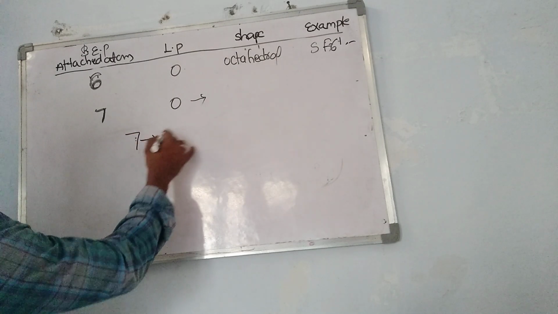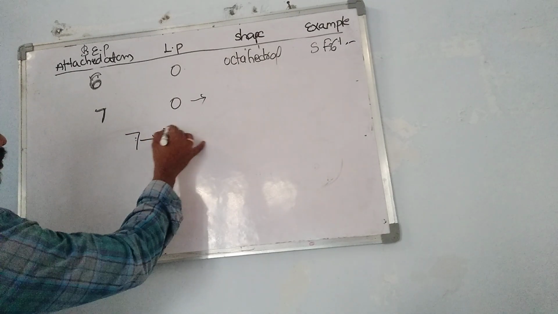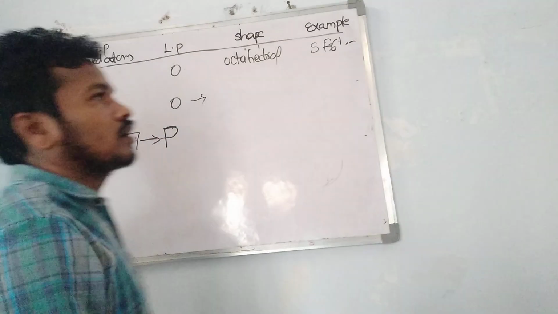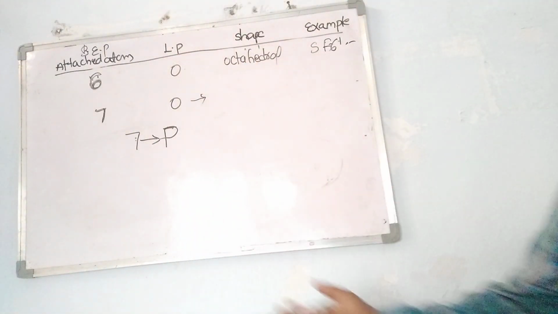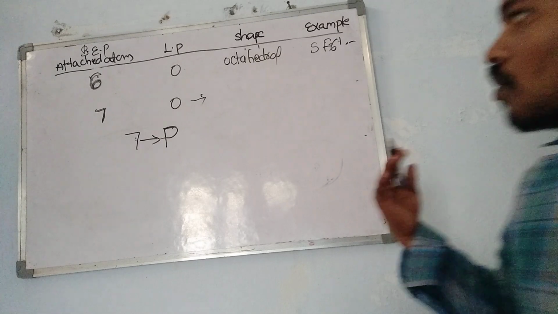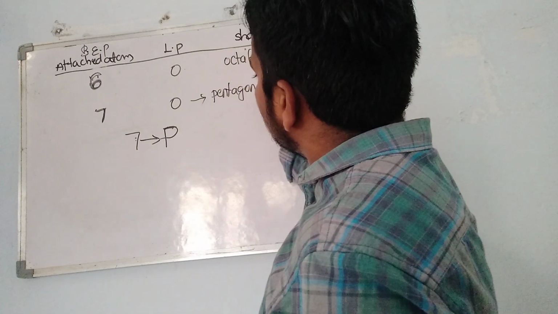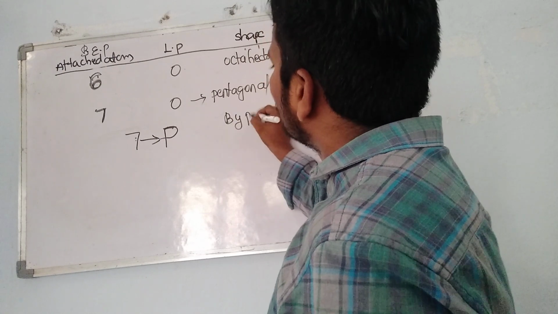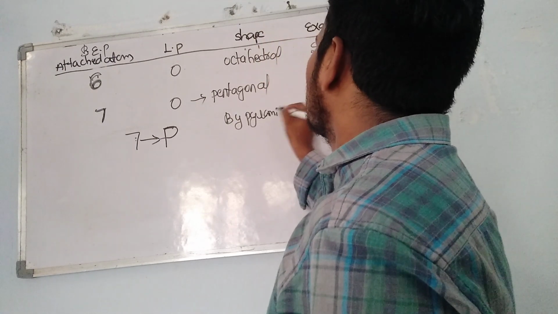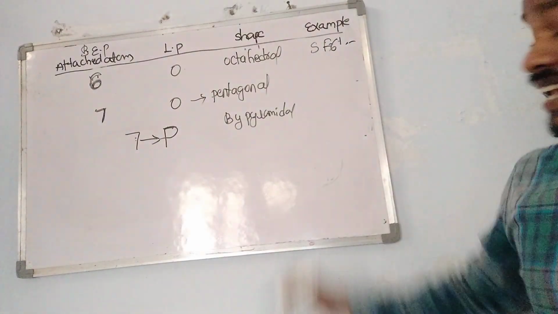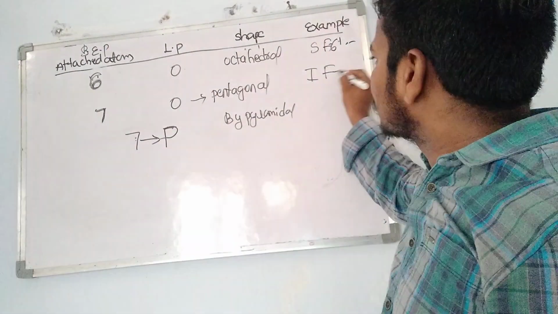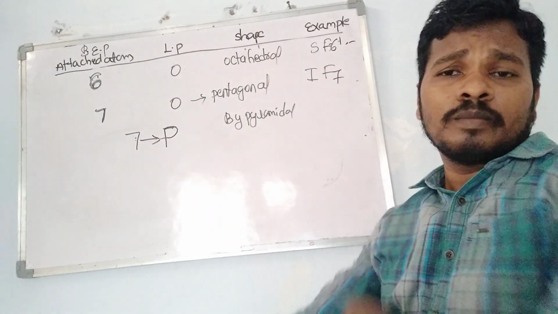7 is there. Just reverse it, the 7. So just cross it. How is it looking? It is a P. P is nothing but pentagonal bipyramidal. Pentagonal bipyramidal. If you do the practice, automatically it will fit very easily. Example is IF7. So this is about how to remember the shape of the molecule.